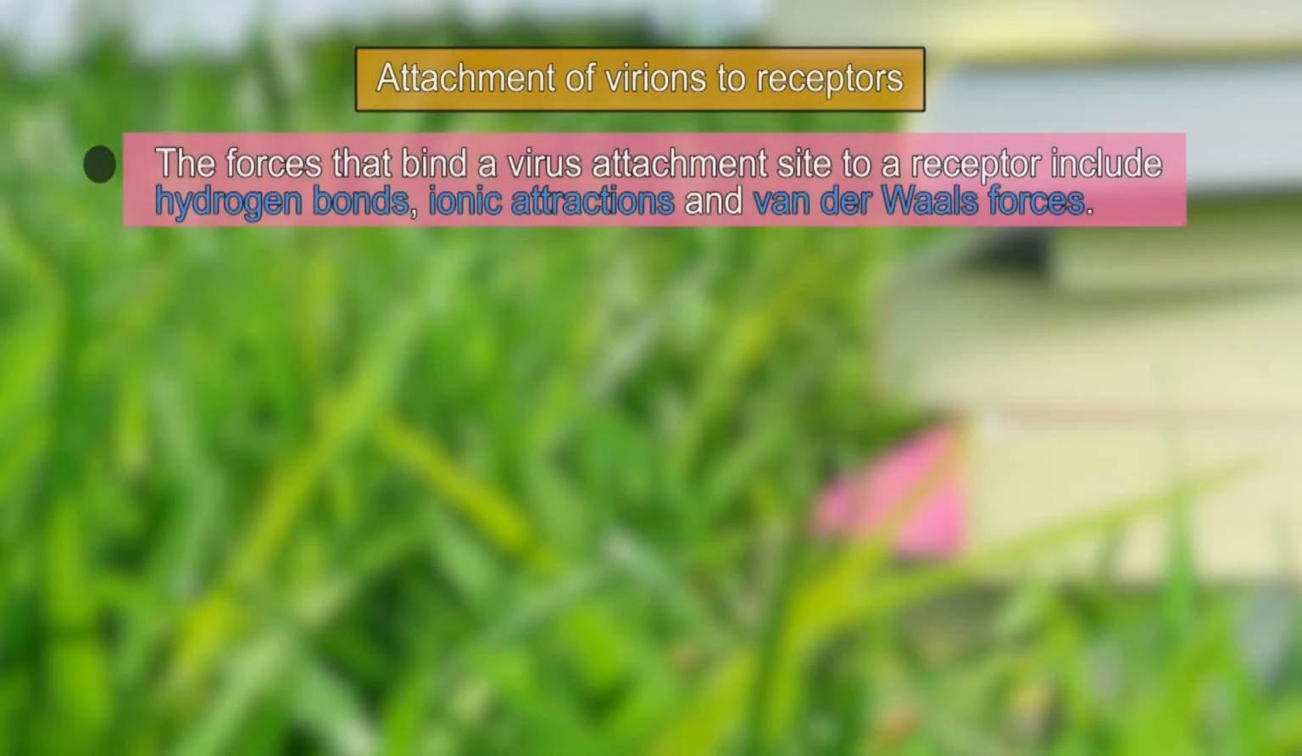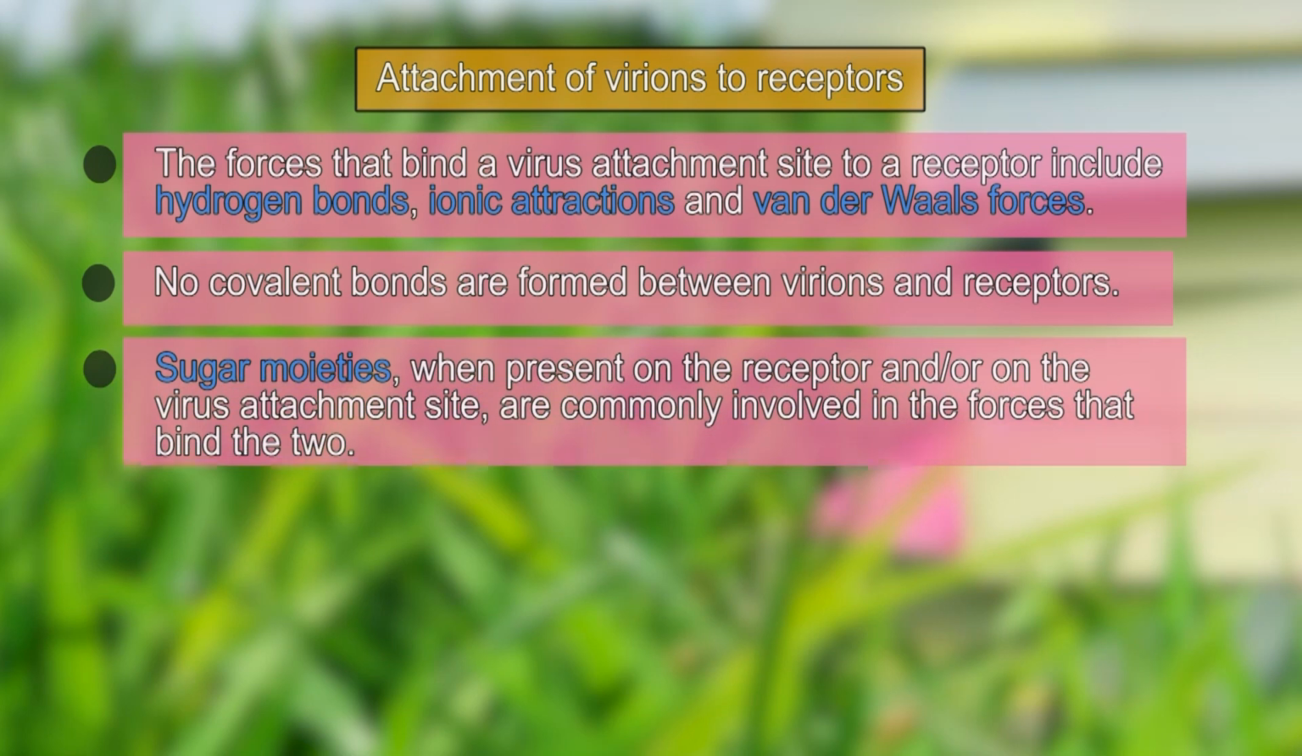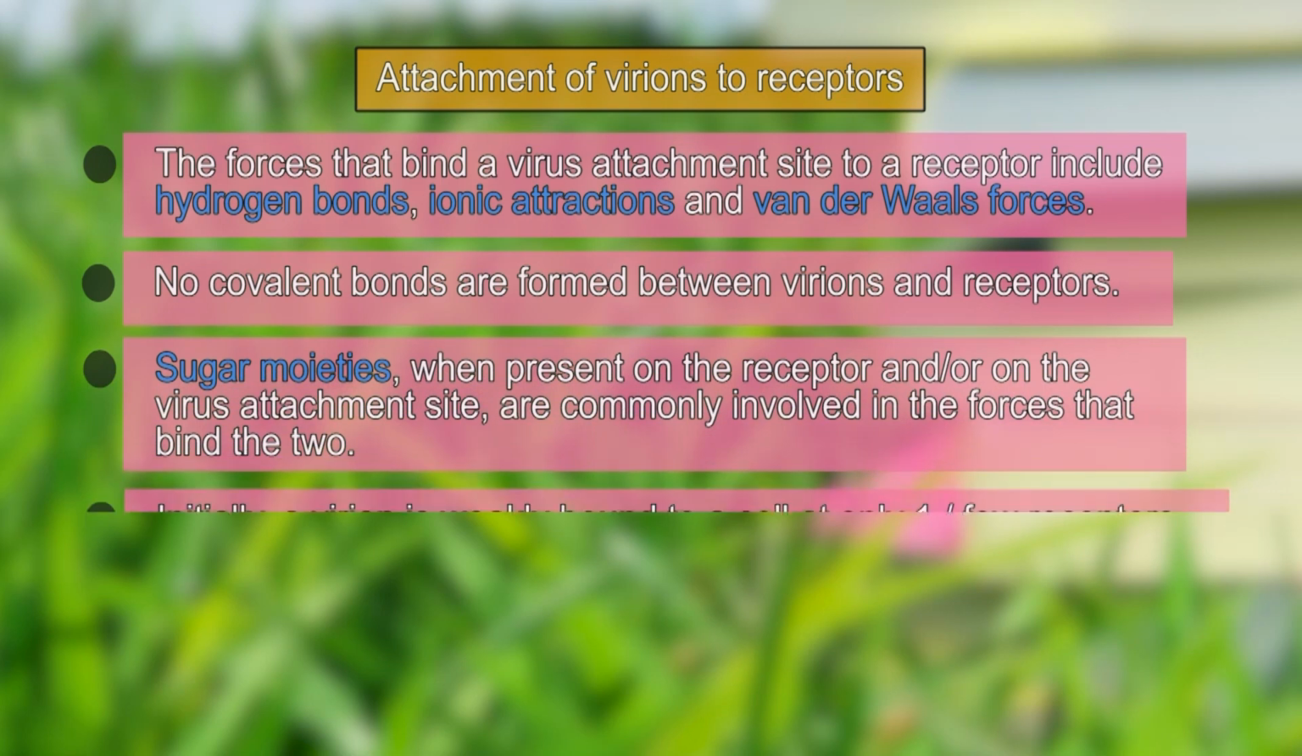Now, we should know the principle behind this binding of virion surface proteins and the receptor, that is, the forces that mediate this binding. Generally, the forces involved in this binding are non-covalent interactions like ionic interactions, hydrogen bonds, and van der Waals forces. No covalent bond actually exists, and the sugar moieties are mainly involved in the forces that bind the two.